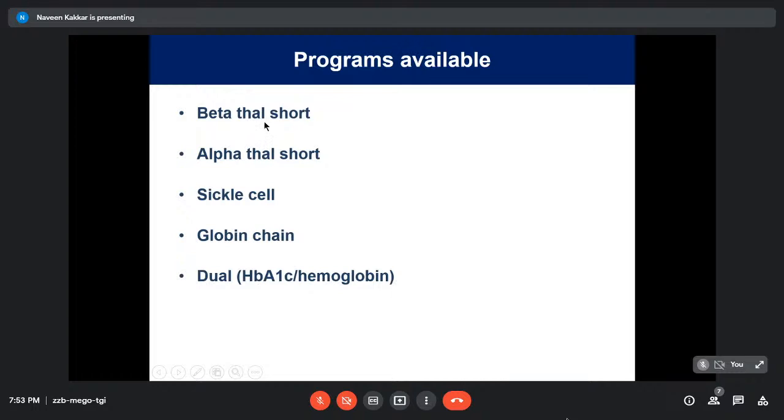All it means is that if I'm using the beta thal short program, it will also pick up sickle cell. A sickle cell program will also pick up beta thal, but it won't highlight it. We just need to sort it out ourselves. That's it.